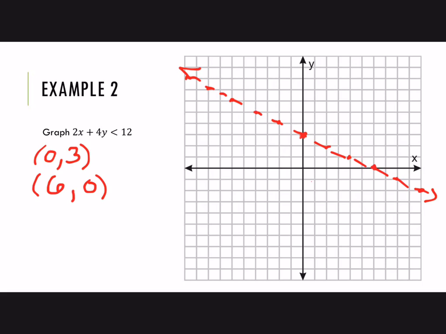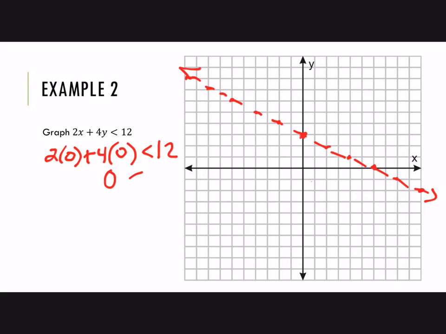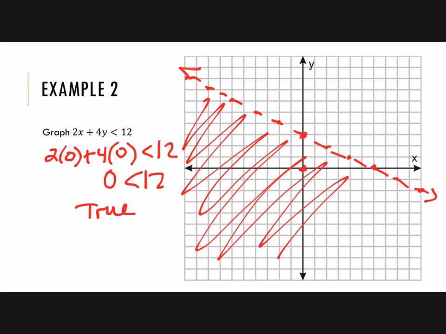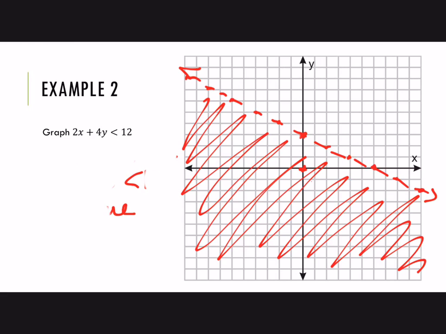All right, how about the shading? Well, (0, 0) is not on the line, so I'm going to stick with that as the test point. So I'd have 2 times 0 plus 4 times 0 is less than 12, and I end up with 0 is less than 12. That is a true statement. So I do want to shade the side of the line that has (0, 0). So that's over here. And that's the solution.